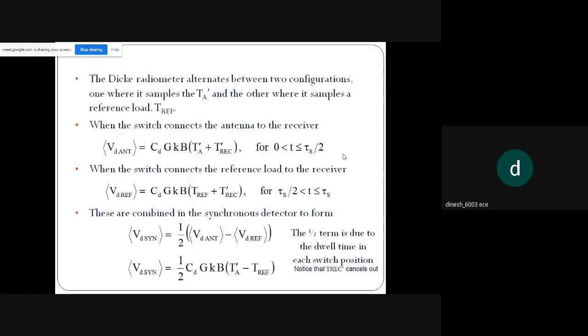So these are the necessary equations for the Dicke radiometer that alternates between two configurations where TA and T reference are being utilized and being found out.